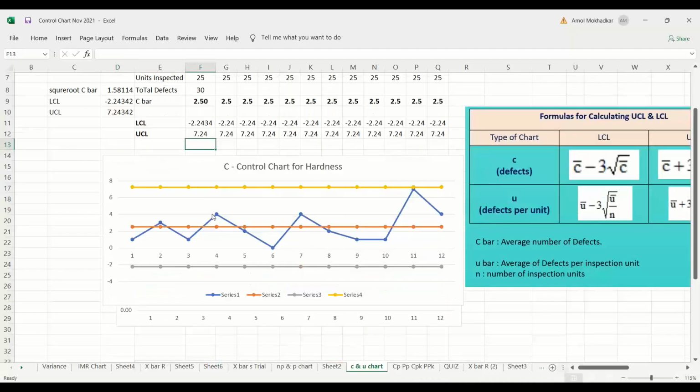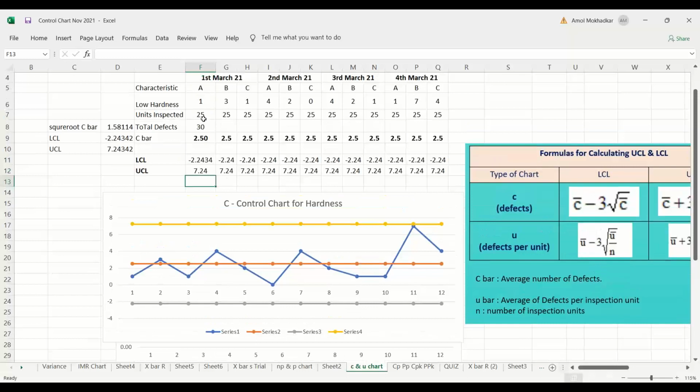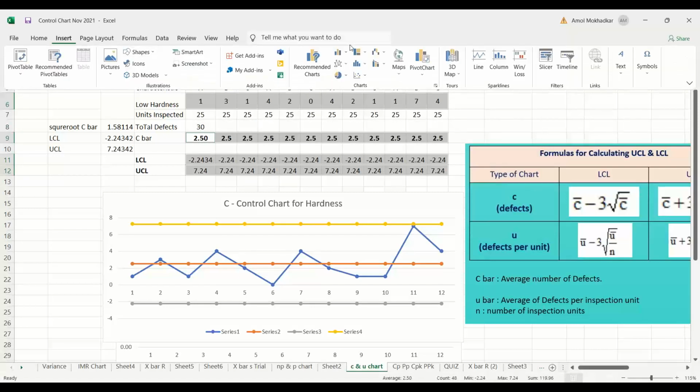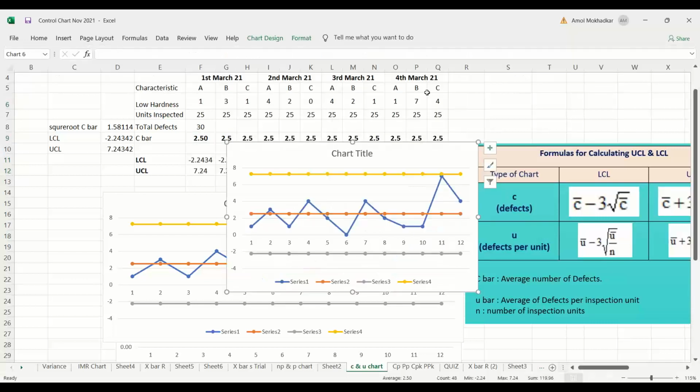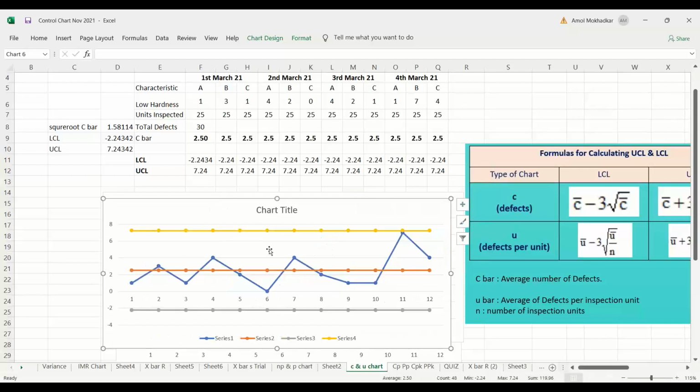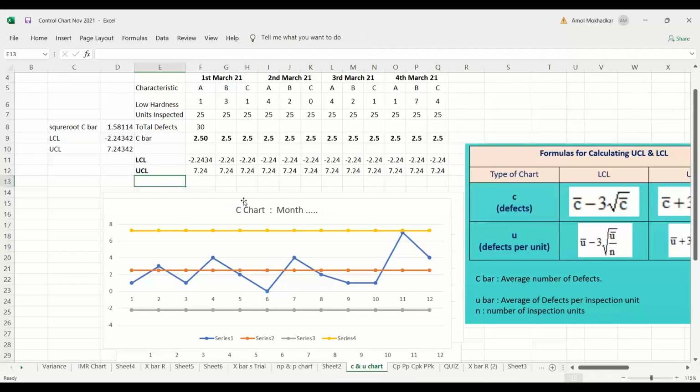You plot it. You select the data of everyday defects, you select the data of LCL and UCL, and you select the average defect data. You go to the insert and you put this. So this is your C chart prepared. This is how your C chart is prepared. You can put a C chart for some month, or you can put just a C chart for a particular defect.